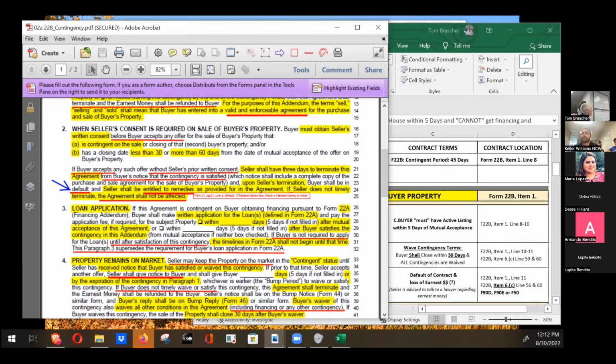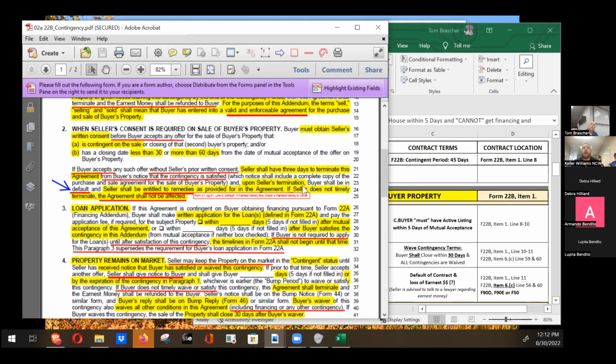Oh, and by the way, if they write a contingent offer on your house, oh, wait a minute. I want to have written approval before you go mutual on that house. That seems reasonable. So that's what this one's all about. And those are the two conditions, A and B. Now, if buyer accepts any such offer without seller's prior written consent, seller has 3 days to terminate this agreement from the buyer's notice that the contingent sale is satisfied.